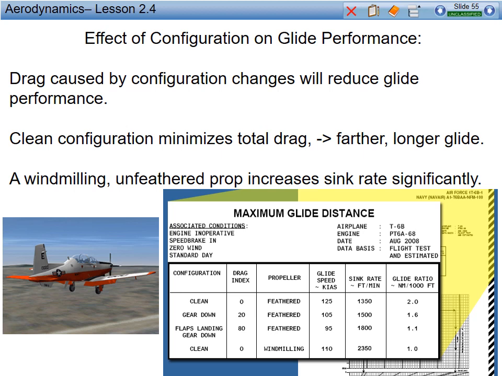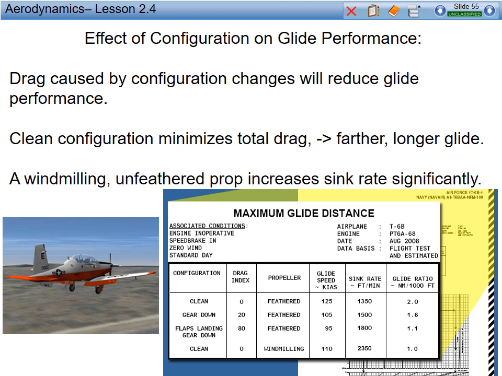Effects of configuration on glide performance. Drag caused by configuration changes will reduce both glide endurance and range performance. Clean configuration minimizes total drag and allows you to glide farther for longer. A windmilling unfeathered prop increases sink rate significantly.